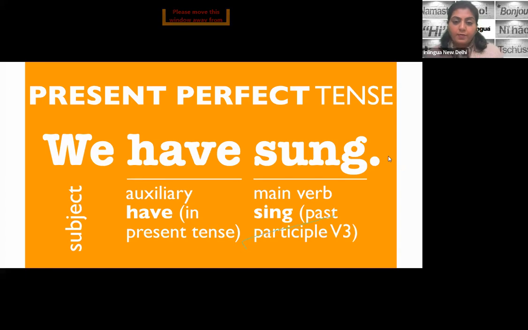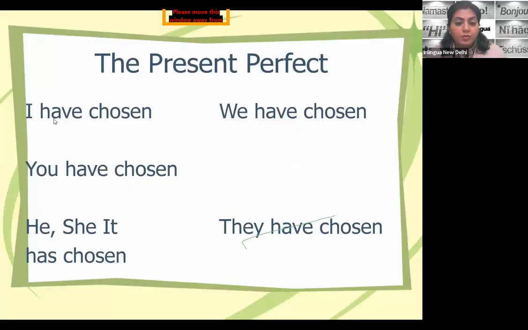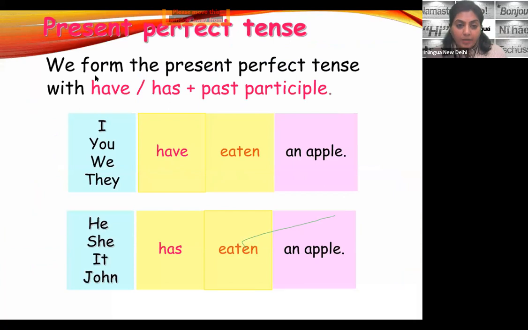All right. Present perfect tense, same structure. We have sung. Sung is the third form of the word sing. The past tense is sang, and then we say sung. The auxiliary verb or the helping verb is have or has, and the main verb is sing. All right. Choose. I have chosen. They have chosen. He has chosen.